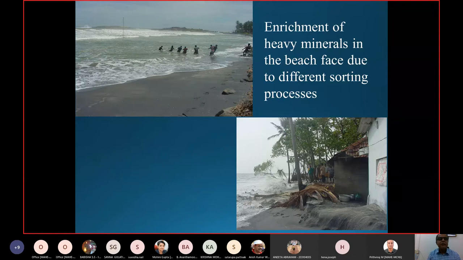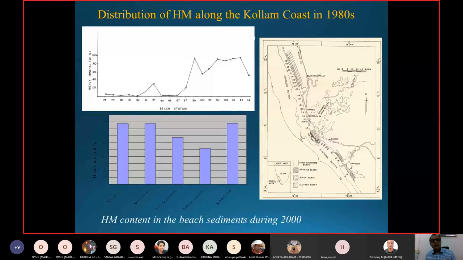Scale, and then we'll be watching with the dumpy level and take the measurement there. And this is the scenario. I just wanted to show an example here. In the 1980s, you have almost 60 to 80 concentration.